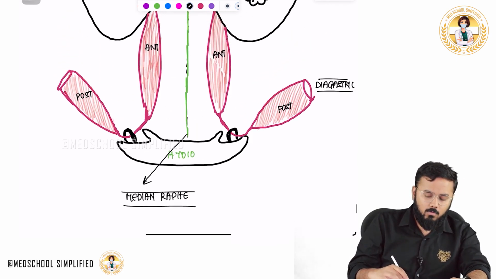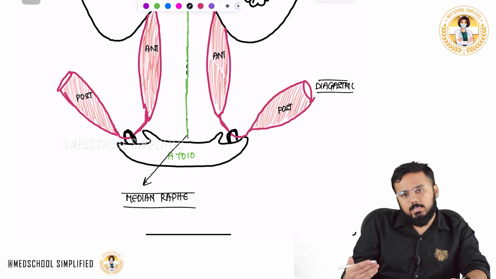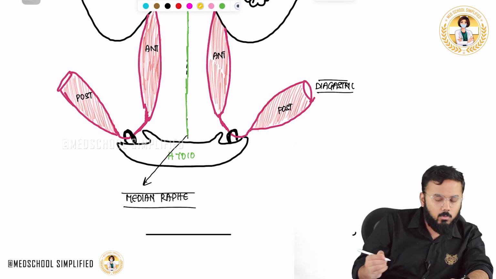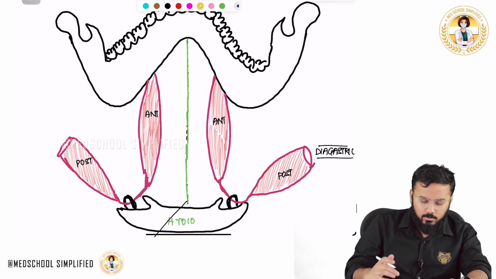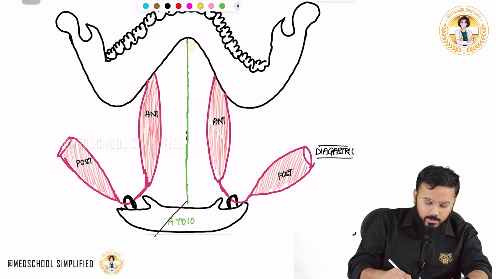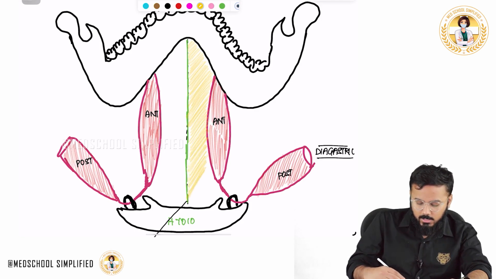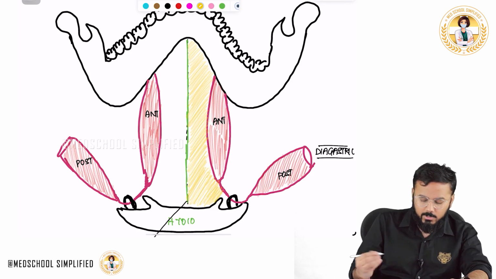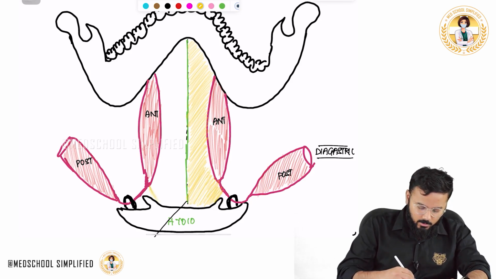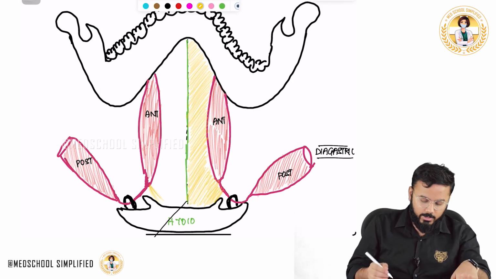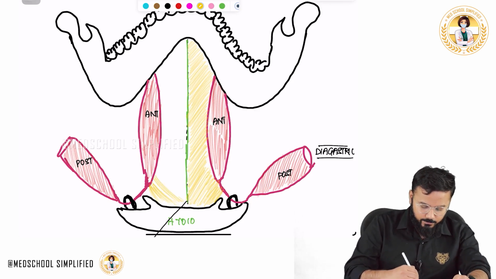Now what I am telling you is that on either side of the median raphe you have got one more muscle. All of you look here, see on either side of the median raphe you see this muscle. This muscle which is located on either side of the median raphe is what is called your mylohyoid muscle. What is this muscle? This muscle over here is called your mylohyoid muscle. The same mylohyoid muscle is also located on the opposite side.